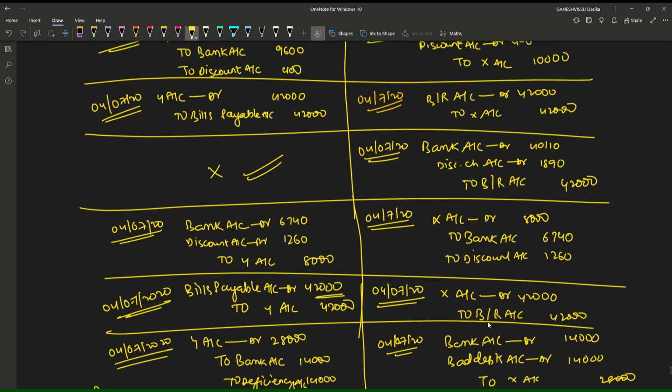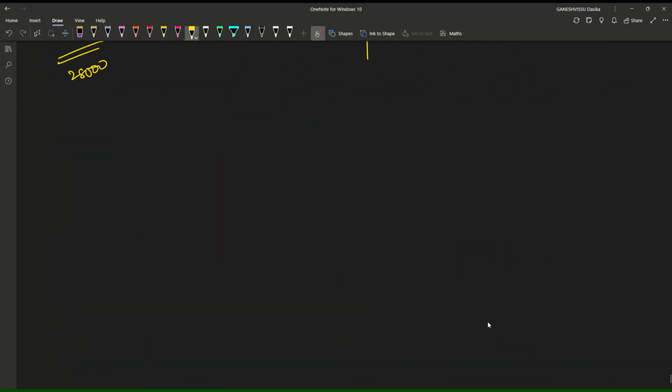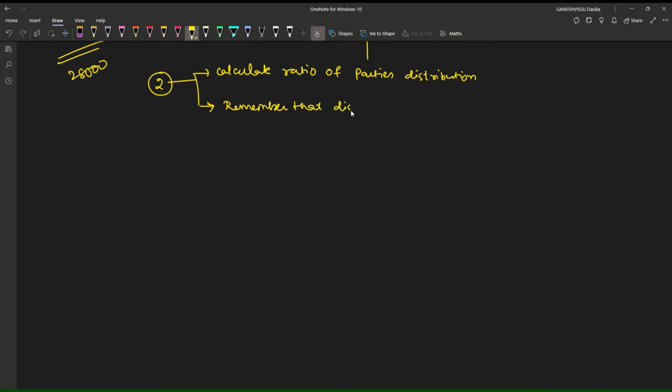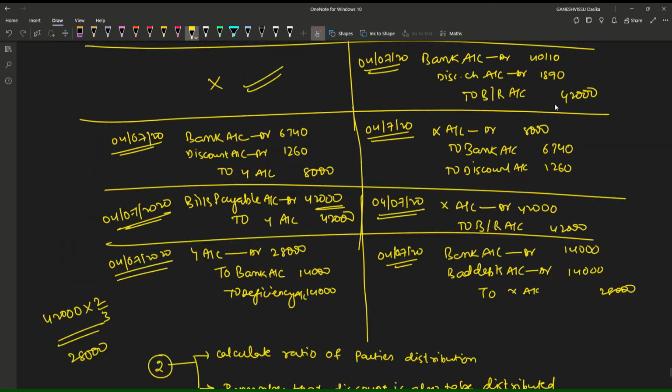You need to understand only the situations, that two things are to be remembered. First thing is calculate the ratio, part is distribution, and you need to remember that discount is also to be distributed. Discount is also to be distributed.